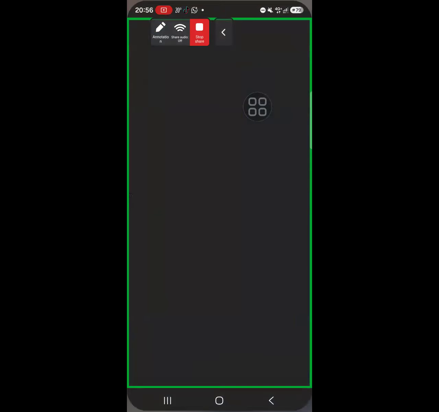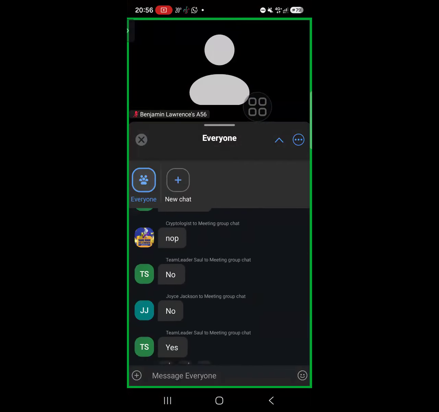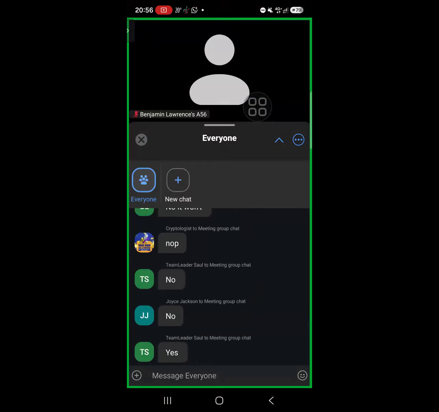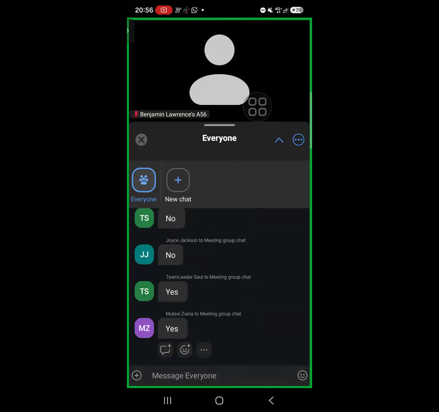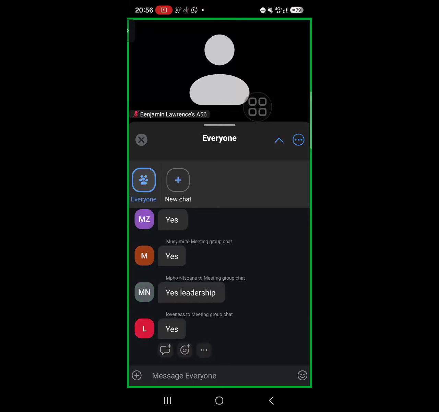Is this clear, ladies and gentlemen? Is this clear about the callback? Is it clear about the callback? Somebody says no. Who is saying no here?